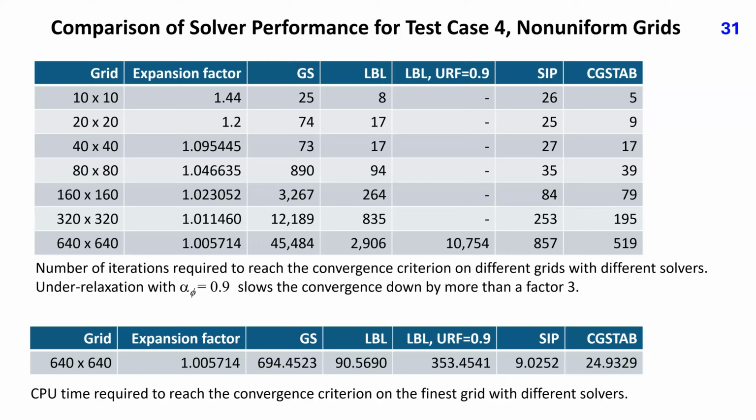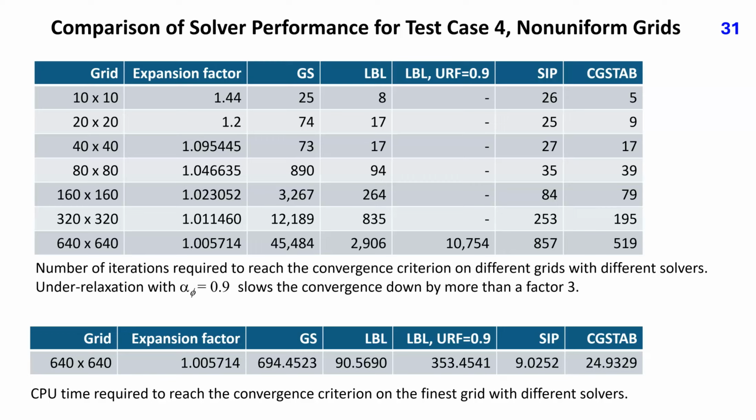Because the grid is uniform in y direction, cells near the west boundary have a high aspect ratio. All solvers need more iterations to reach the convergence criterion when the grid is non-uniform than when it is uniform, as described in slides 28 and 29.